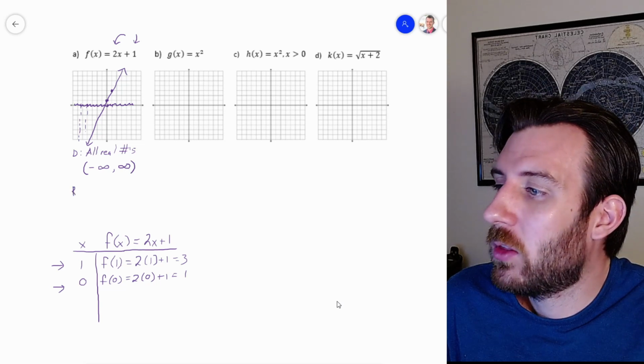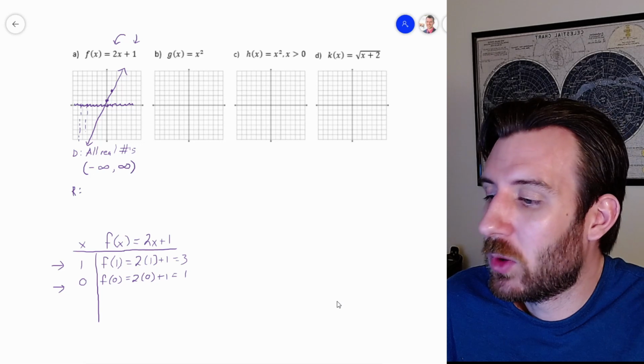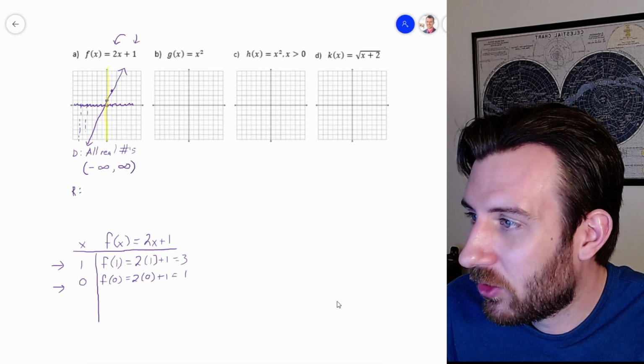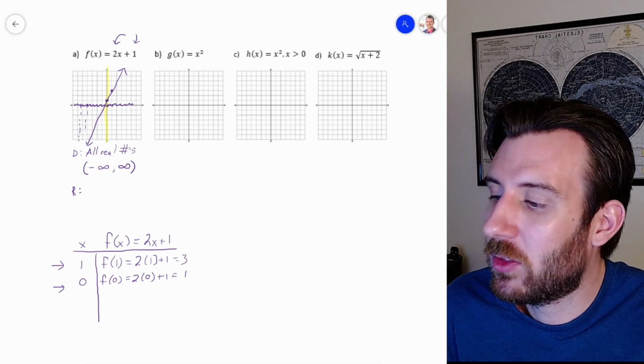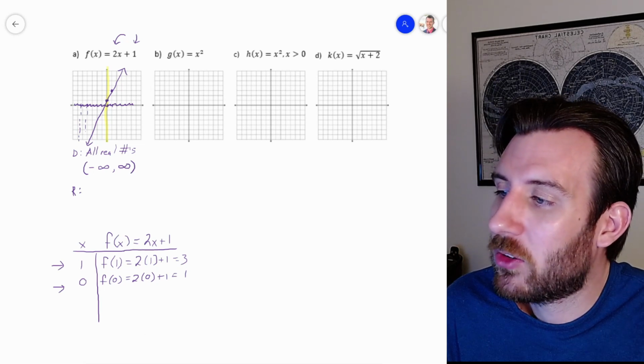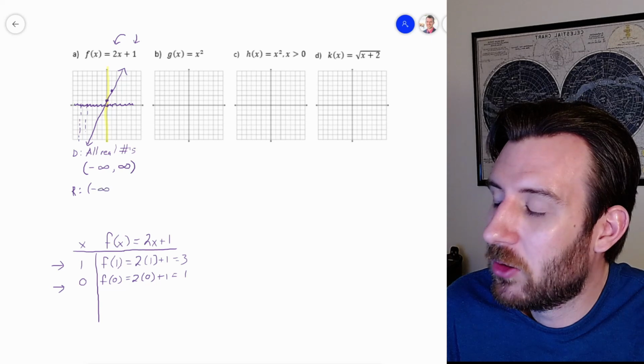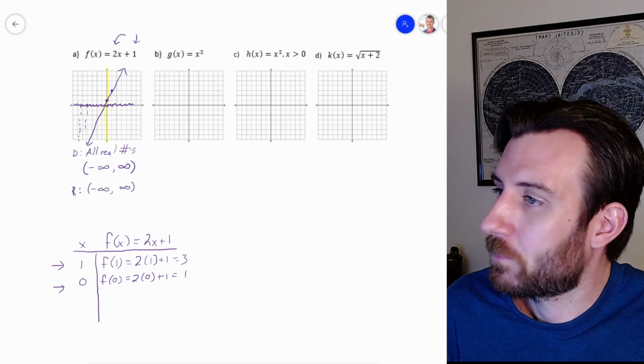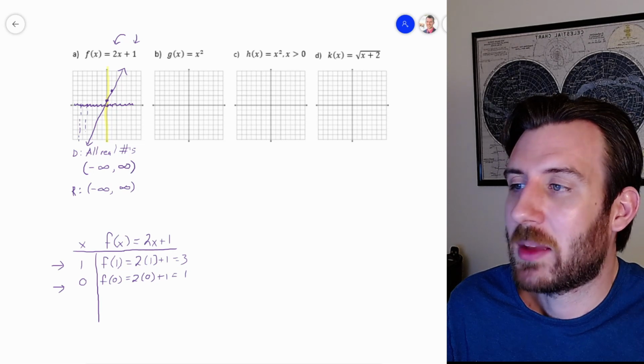So quickly, the range for this one, if we go again and we look at where's all the shadow that kind of gets cast on this y-axis now, all of these are valid heights that the function has. So again, this is going to be all real numbers, or we could describe it as saying negative infinity to infinity. Okay? Now let's look over here at our example of a parabola.